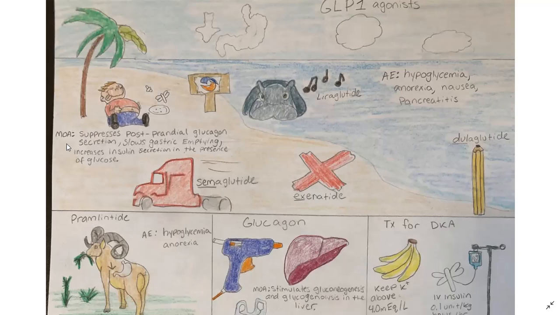The mechanism of action for all of these is to suppress postprandial glucagon secretion, slow gastric emptying, and then increase insulin secretion in the presence of glucose. So we'll start with the first thing here, suppress postprandial glucagon secretion. So postprandial means eating food. So this dude, he just ate a lot of food. And so it's not really shown, but it's suppressing glucagon secretion. Slows gastric emptying, that's shown here in the clouds, slowing gastric, your stomach.